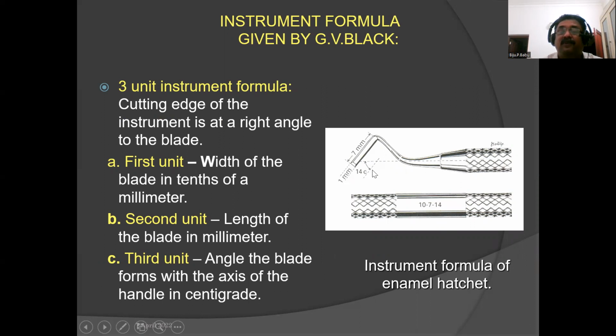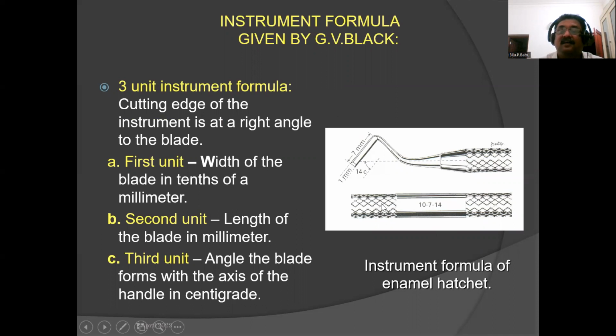So by seeing these three digits, you know the first, 10, tells you the width of the blade, that is 1 millimeter. Then the second is the length of the blade, that is 7 millimeter. And the third is the angle formed, that is 14. It's not 14 degree, it is 14 centigrade. Okay, is that clear?